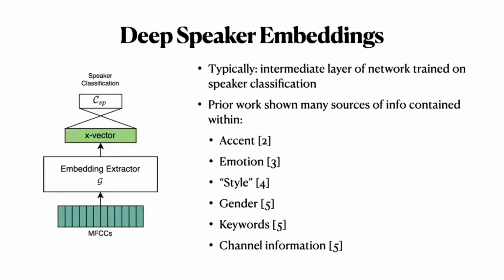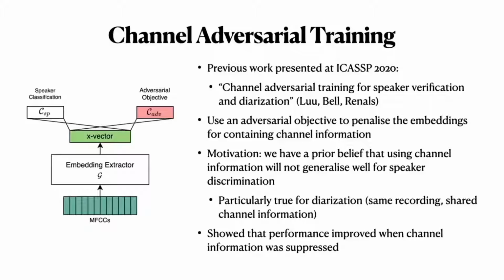Typically, deep speaker embeddings are trained using a speaker classification task, and it's been shown in lots of prior work that with only this learning objective, certain attributes like the ones mentioned previously, in addition to things like emotion, style, and keywords, are already captured to some degree. As for channel information, this links into our previous work presented at ICASSP 2020, called Channel Adversarial Training for Speaker Verification and Diarization.